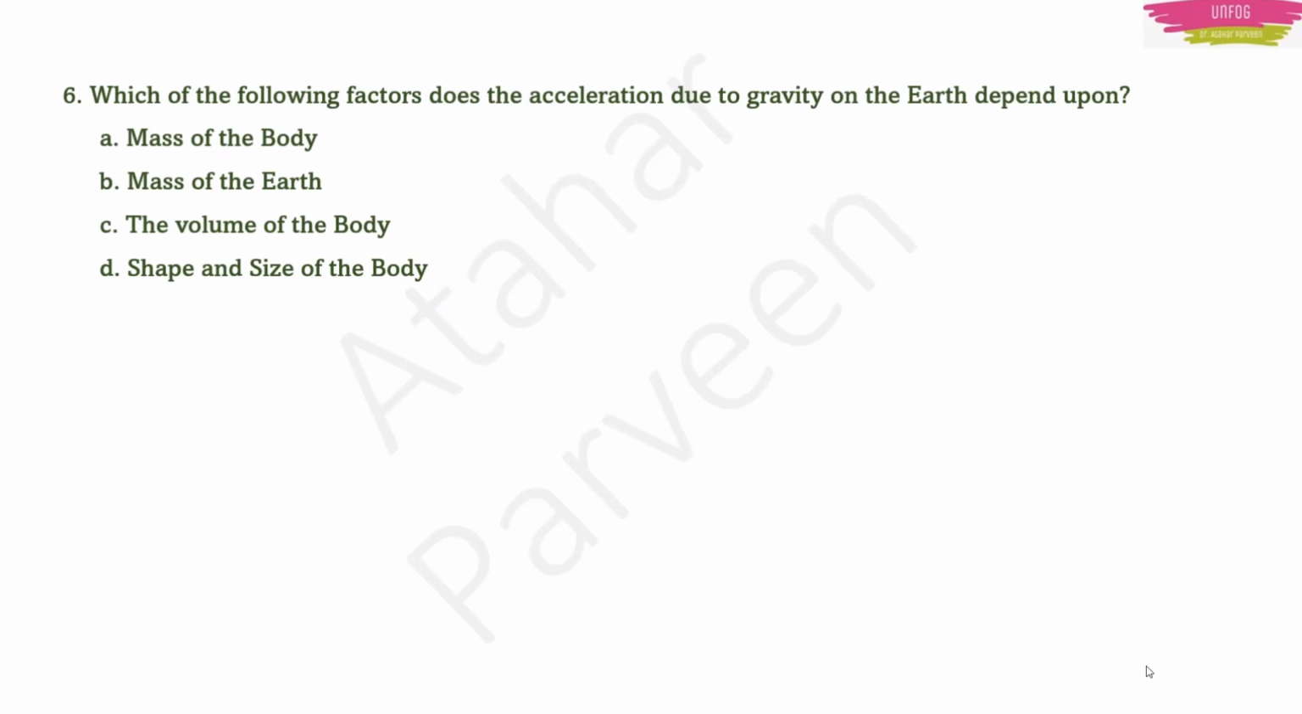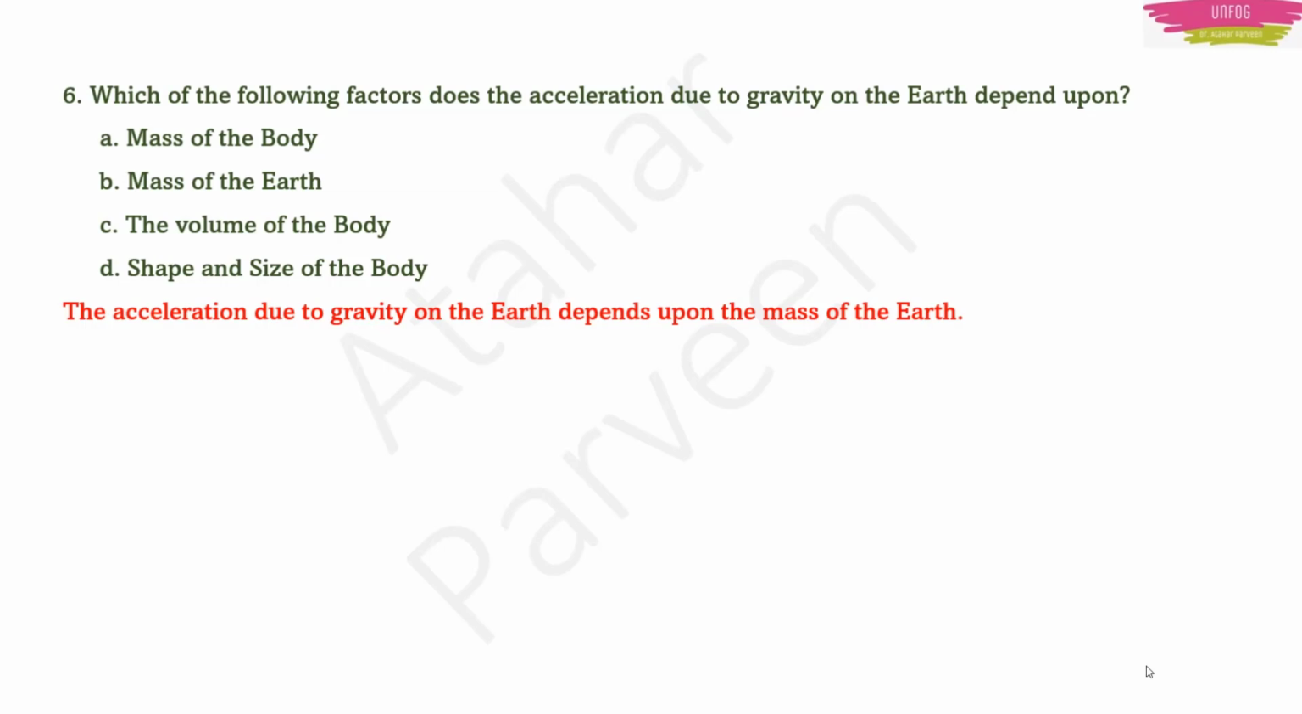Next question. Which of the following factors does the acceleration due to gravity on the Earth depend upon? Now we know the formula, so we can say this answer easily. The acceleration due to gravity on the Earth depends upon the mass of the Earth. That's why option B will be the right answer. See, in our formula there is nothing other than mass, right? m1, m2, and we have the distance between the two bodies which is in the denominator. So you have to think about the mass. Then we are talking about the acceleration due to gravity on the Earth, right? On the Earth means it should be the mass of the Earth.